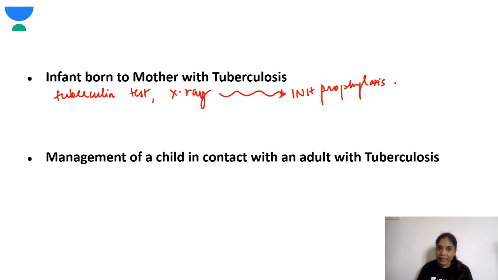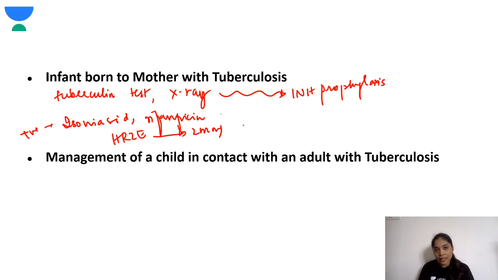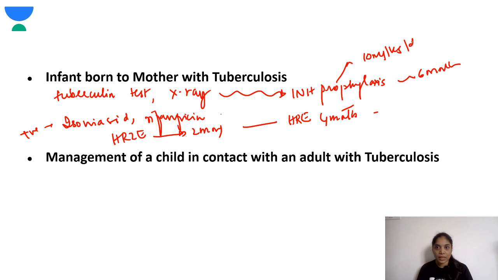But if the child has features of tuberculosis, then you have to give medications: isoniazid, rifampicin, pyrazinamide and ethambutol, that is HRZE, given for 2 months. Then HRE is given for 4 months. If the child is born to a mother with tuberculosis but is negative, then you have to give INH prophylaxis for 6 months. The dose for INH prophylaxis is 10 mg per kg per day.